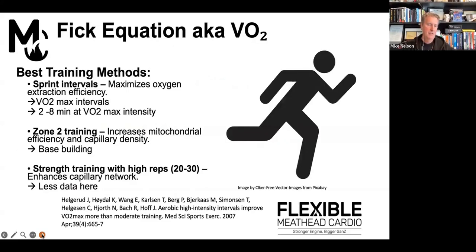What methods to do this? We talked about our VO2 max intervals. Again, 2 to 8 minutes at a VO2 max intensity. On the assessment test this week, we'll show you how to figure out where that is without any technology. That's probably the best way. Now, there's a whole bunch of adaptations going on there, but if we had to pin it on one thing, it's most likely maximizing oxygen extraction efficiency.